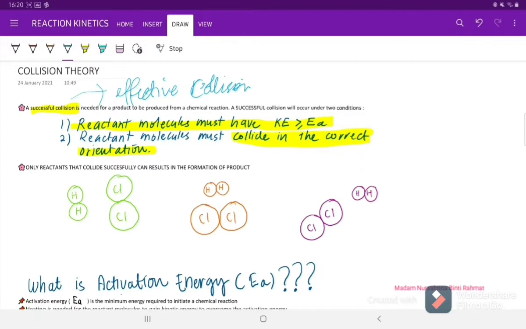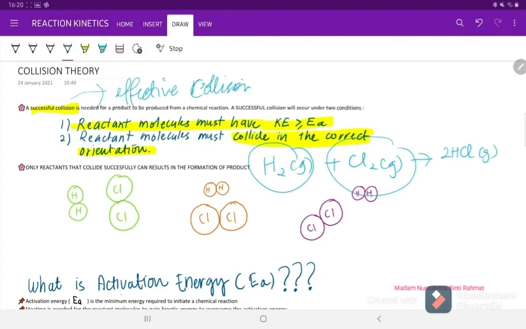So what does correct orientation mean? For example, I'm trying to form HCl from the reaction between hydrogen gas and chlorine gas, to produce 2 HCl gases. So I need to collide the hydrogen molecules with the chlorine molecules. The collision must take place between these two different molecules in order for 2 molecules of hydrogen chloride to be produced.